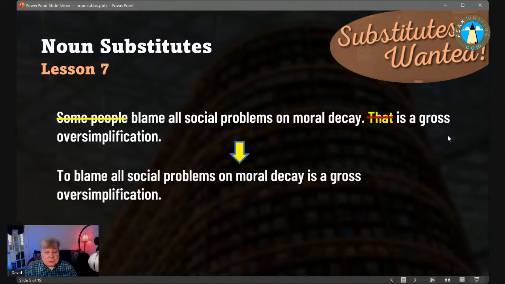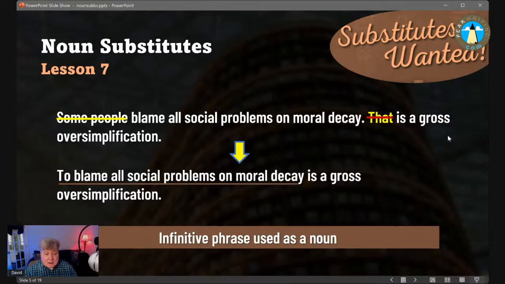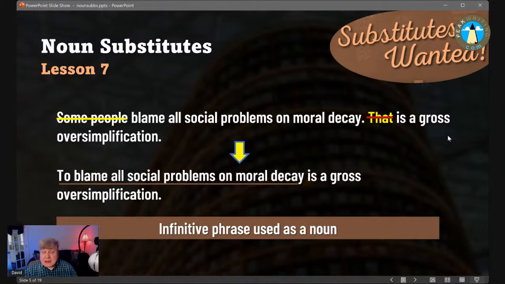To blame all social problems on moral decay is a gross oversimplification. Infinitive phrase used as a noun. In this case, that noun serves as the subject of the sentence.